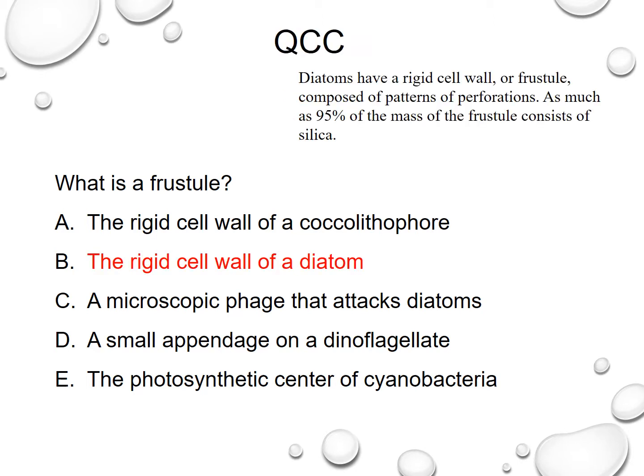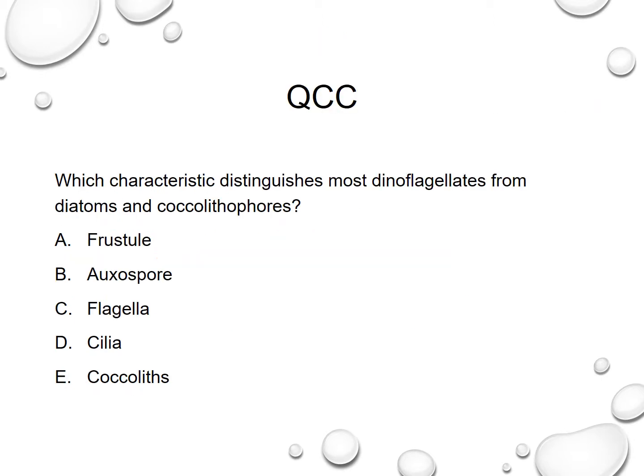The correct answer is B, the rigid cell wall of a diatom. Diatoms have a rigid cell wall or frustule composed of patterns of perforation. As much as 95% of the mass of the frustule consists of silica.